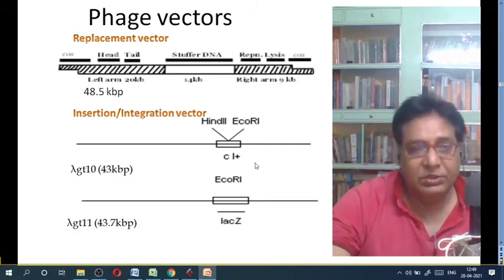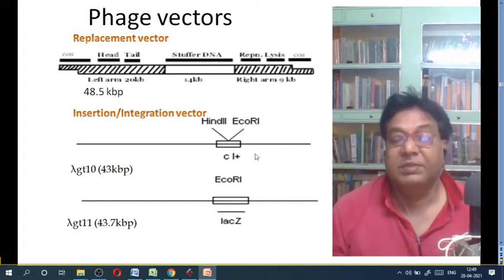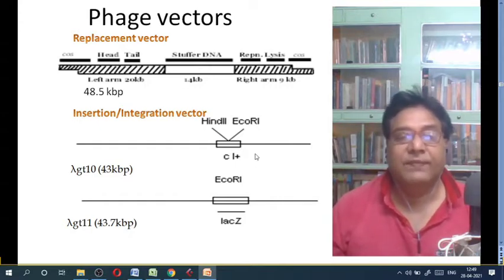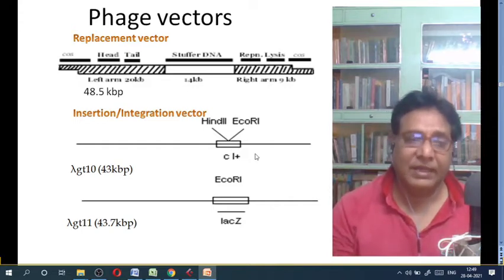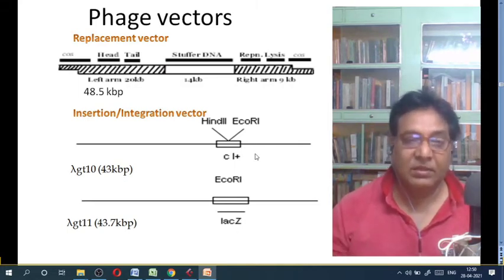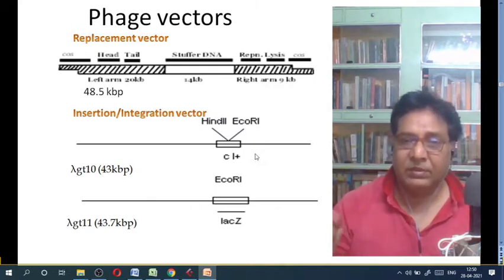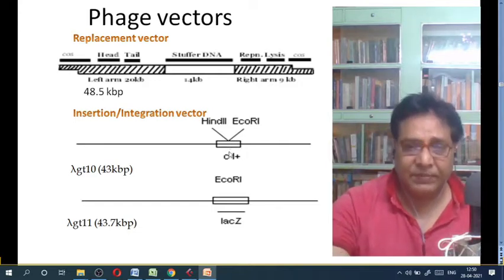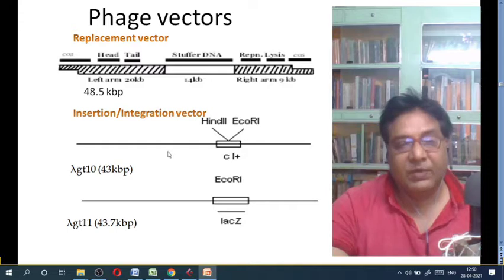How? The cI gene is basically a lysis repressor. Lysis repressor means what? If the cI gene is intact, it will not allow the phage to go for lysis. It will allow the phage to go for lysogeny. So the plaques generated by the lysogeny will be hazy. You will be able to distinguish those plaques from the lytic plaques. They are clear plaque forming units. So if your cI gene has been disrupted by the gene of interest, then the cI gene will not produce the cI protein, and lysis inhibition will not occur, and the phage will go for lysis.